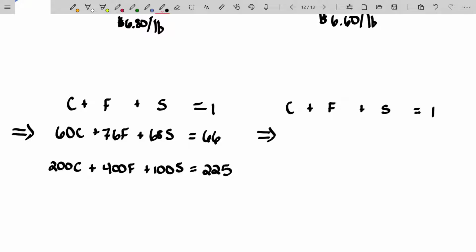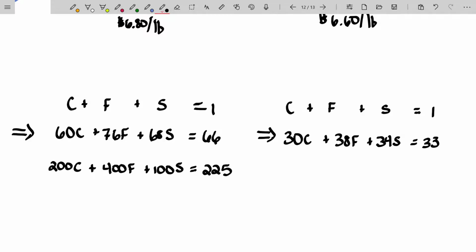So if I do that, I get dividing by 2, 30C plus dividing by 2, that's 35 plus 3, or 38F, plus divided by 2, that's 30 plus 4 is 34S. And dividing the right hand side by 2, you get 33. And that's as good as you can get on that. That will not clean up any more than that.